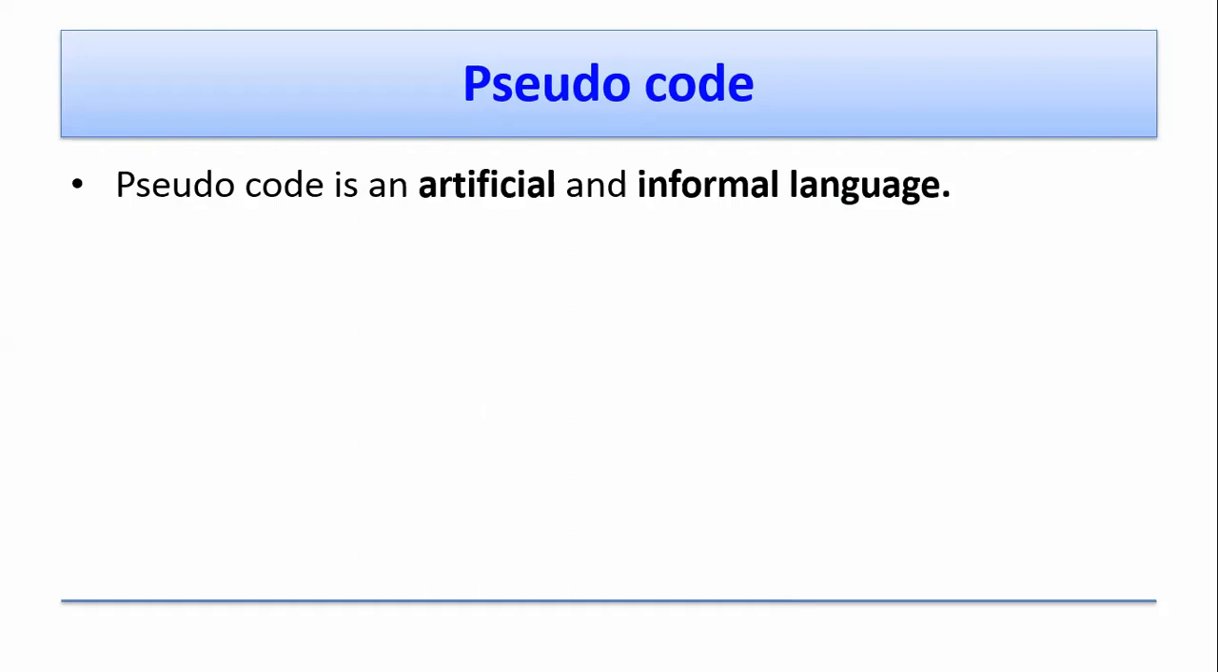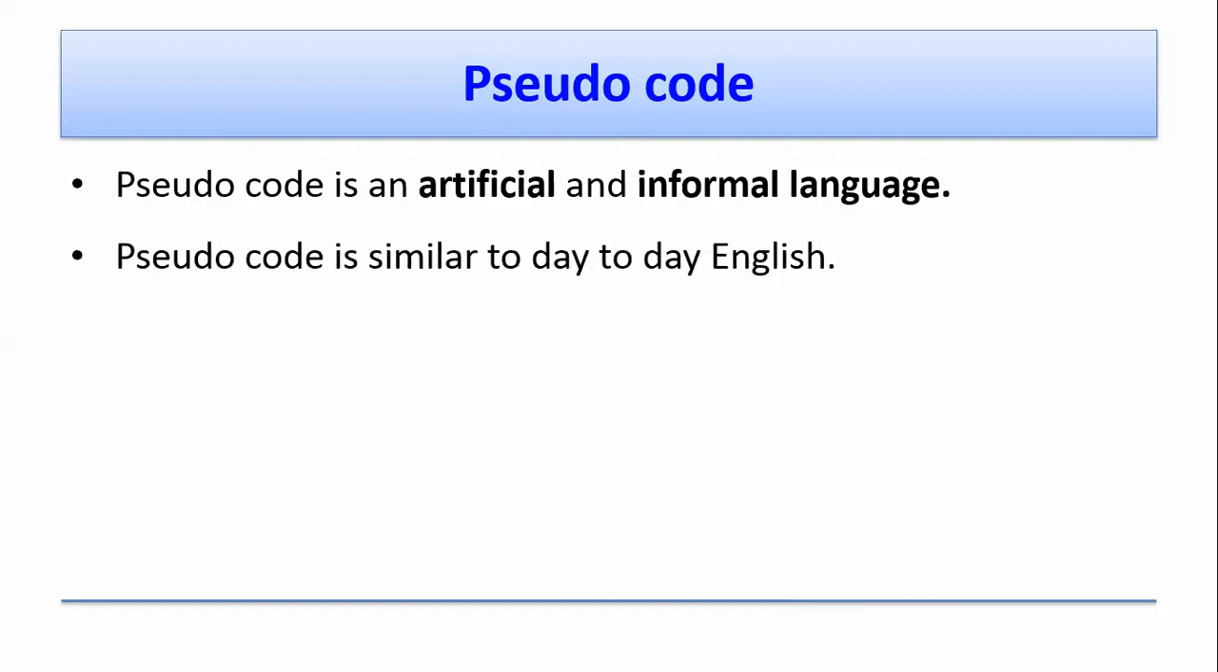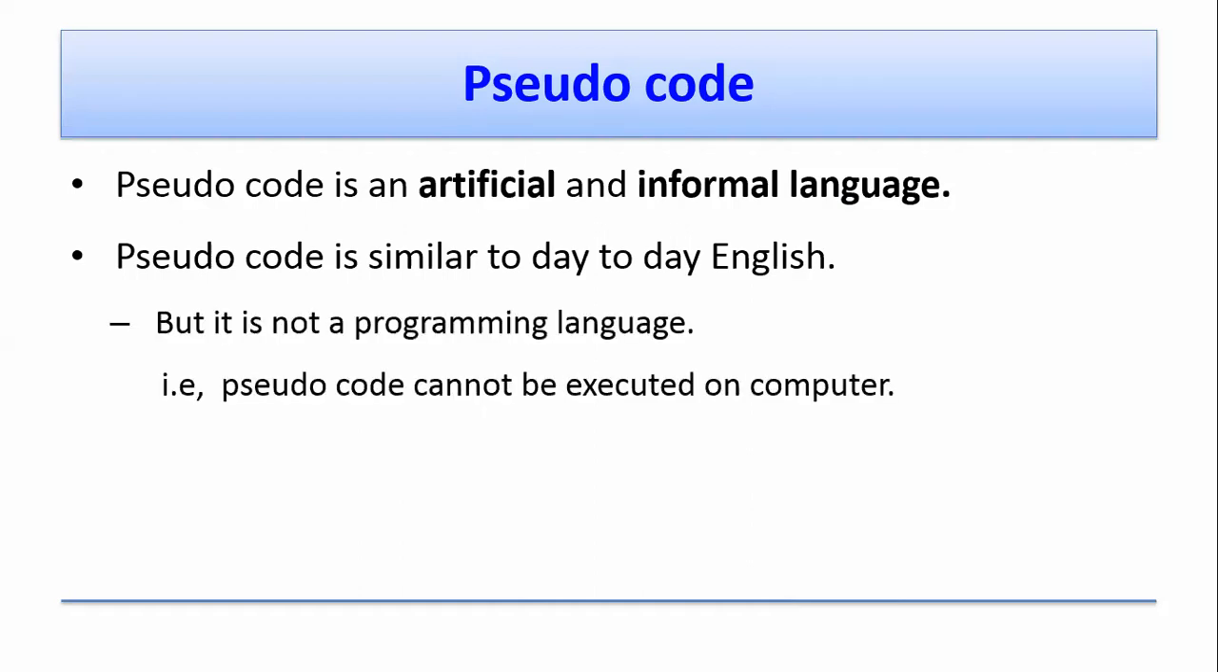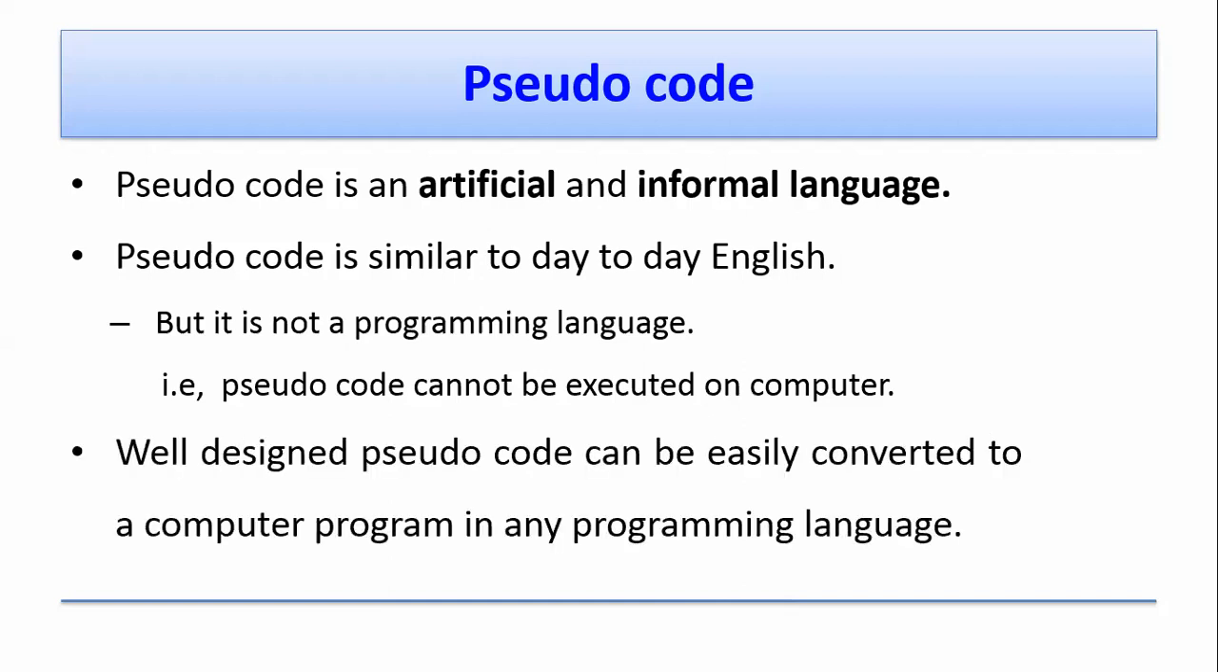The other way is using pseudocode. So pseudocode is an artificial and informal language. Usually pseudocode is similar to day-to-day English, but this is not a programming language. So pseudocode cannot be executed by the computer. Well-designed pseudocode can be easily converted into a computer program in any programming language, all right?